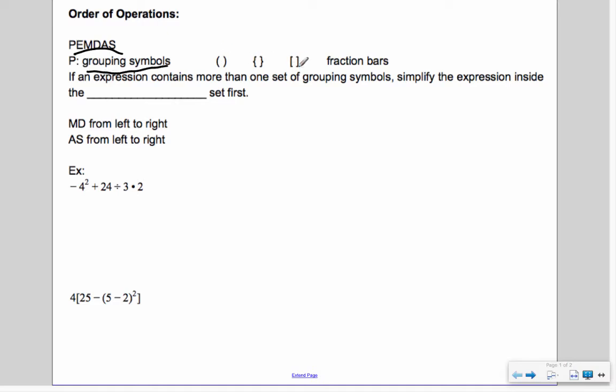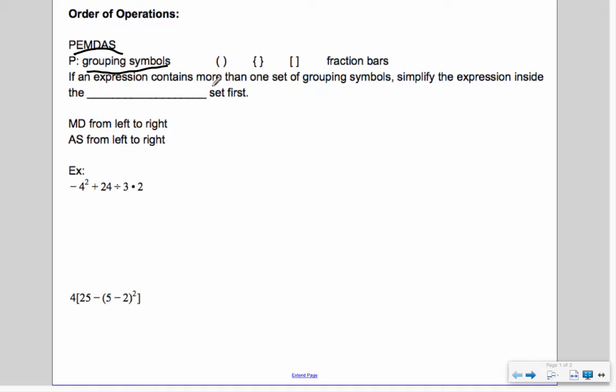So here are some examples of grouping symbols. You have parentheses, pretty common. You have braces and brackets. These are used when you have a group within a group, as you see down here in this example. You have parentheses, but then you have the bracket outside of the parentheses. You could also use parentheses in both situations, but you'll often see it this way. And then fraction bars are also a form of grouping symbol. We'll talk about what that looks like.